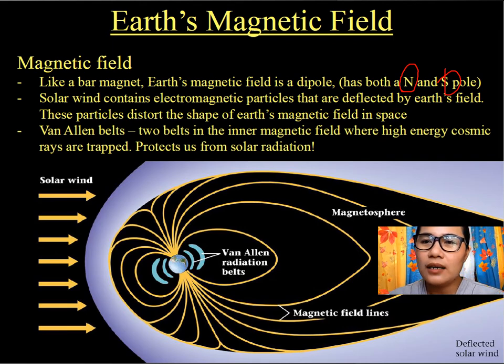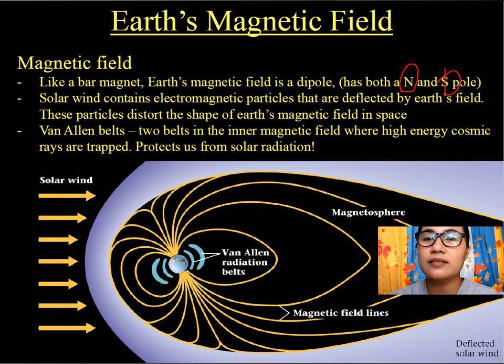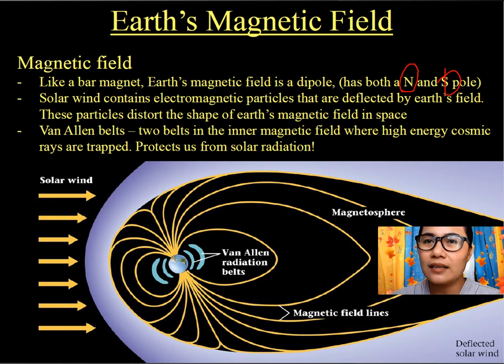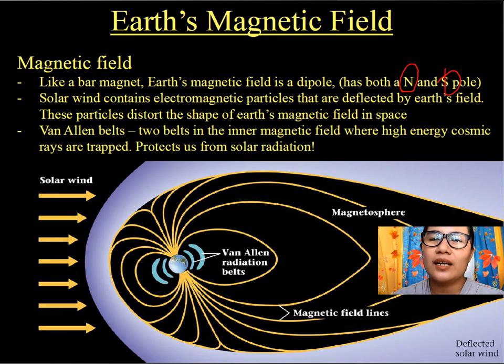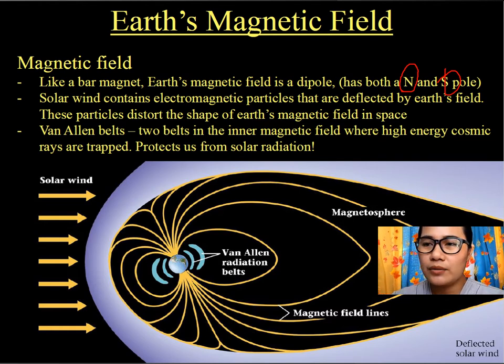So, all the radiation coming from outside, mainly coming from our sun, dili makapenetrate mostly sa planet Earth because of our magnetic nature. Ang tawag ani og Van Allen Belt. This is named after a scientist whose last name is Van Allen. These are two belts in the inner magnetic field where high energy cosmic rays are trapped. It protects us from solar radiation.